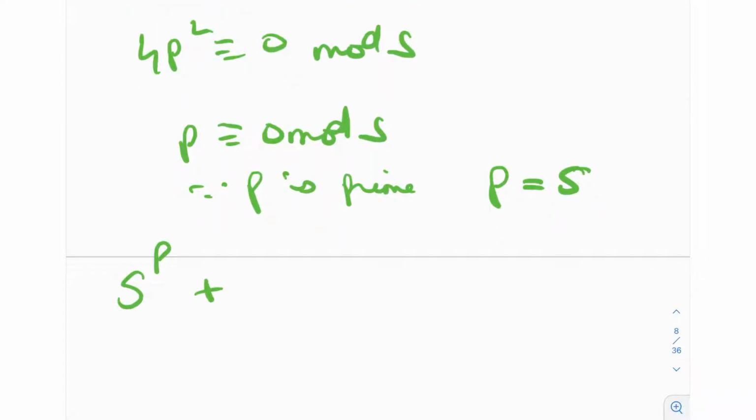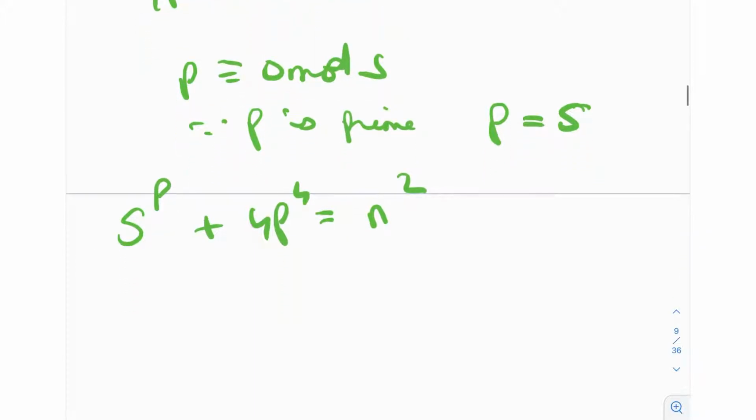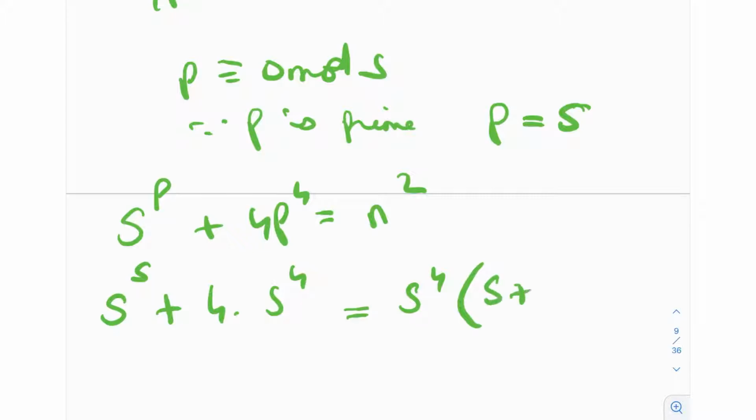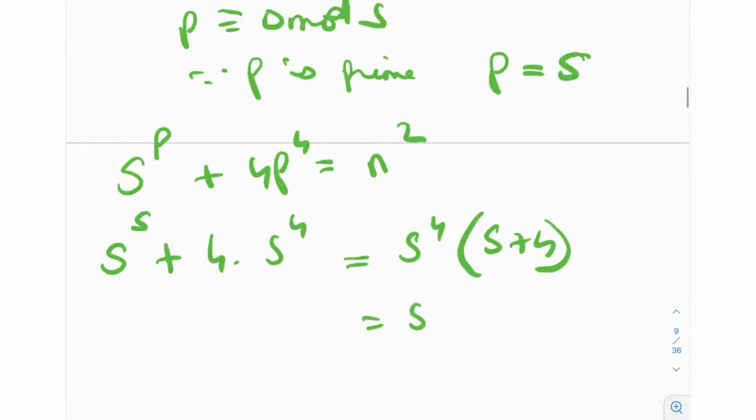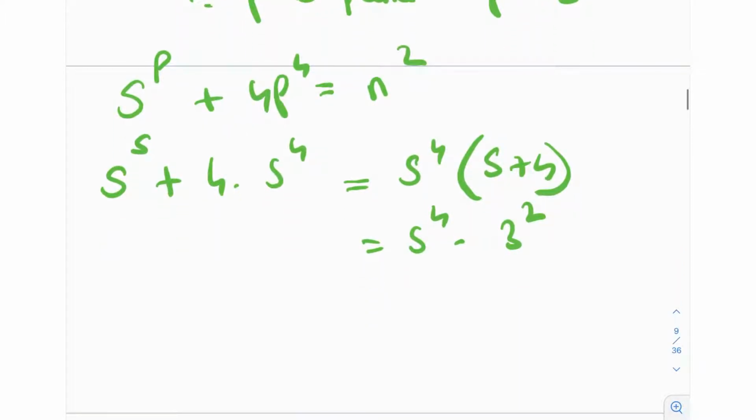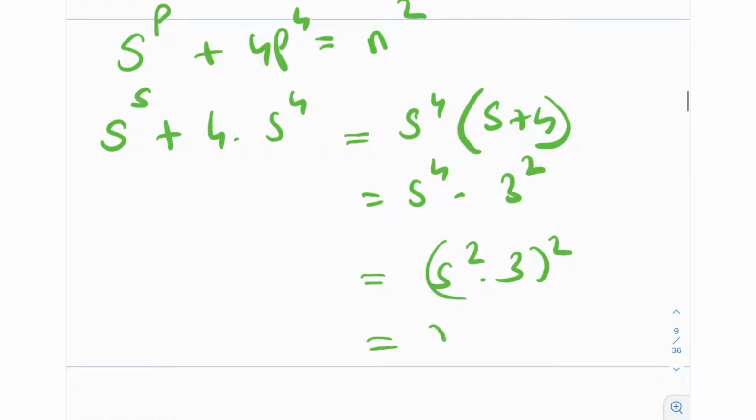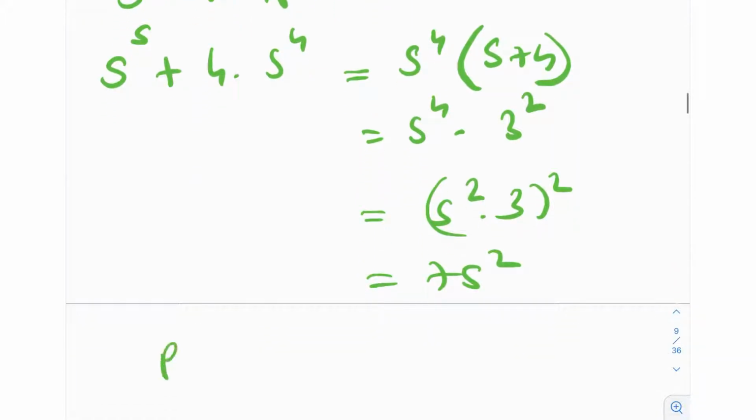That 5 raised to the power p plus 4 times p raised to the power 4 is a perfect square. Maybe just plug in p equal to 5 and check if it is actually a perfect square. So this becomes 5 raised to the power 5 plus 4 times 5 raised to the power 4. So you can take 5 raised to the power 4 common. You'll get 5 plus 4. So you'll get 5 raised to the power 4 times 3 squared. 5 plus 4 is 9, which is 3 squared. So you can easily see that this can be represented as 5 squared times 3, whole squared, or in other words 75 squared. So p equal to 5 is actually a valid solution.